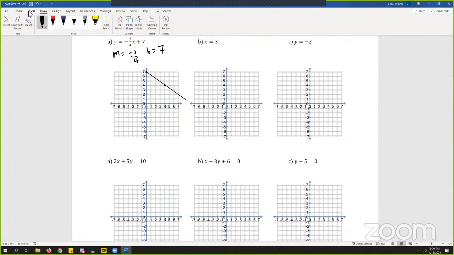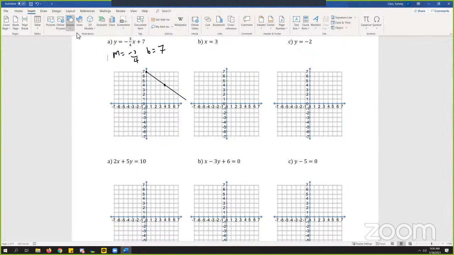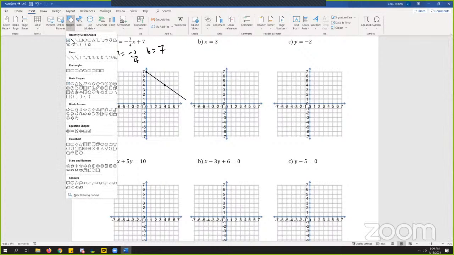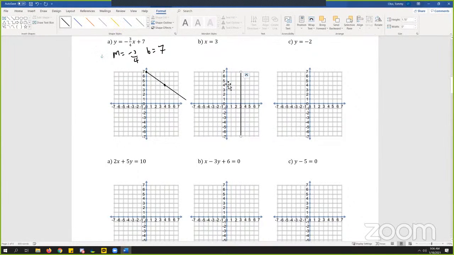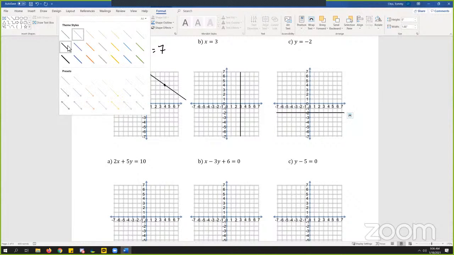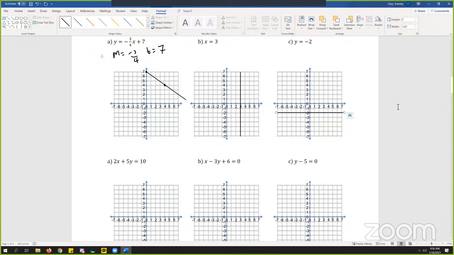For the second one, it's x equals 3. And we already know from our special cases that this is a vertical line that goes through x equals 3. So just like that. Okay. The next one for C, that y equals -2, is just a horizontal line that goes to y equals -2. Just like that. So these three lines should look something like this, right?